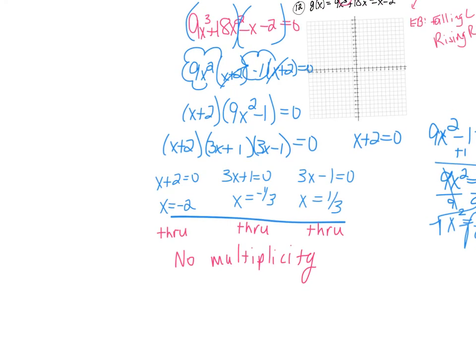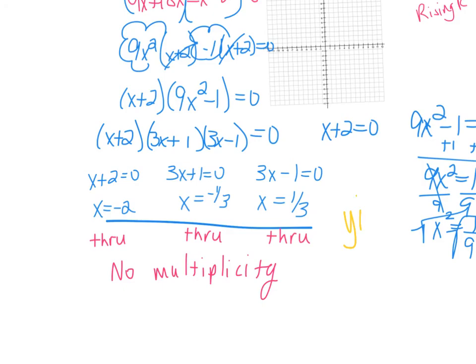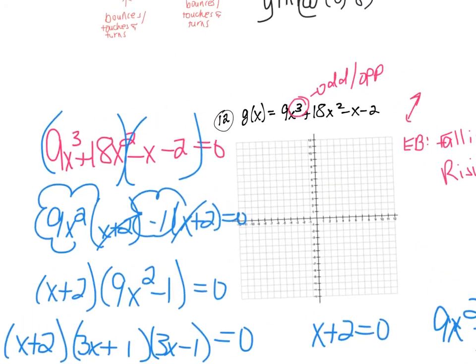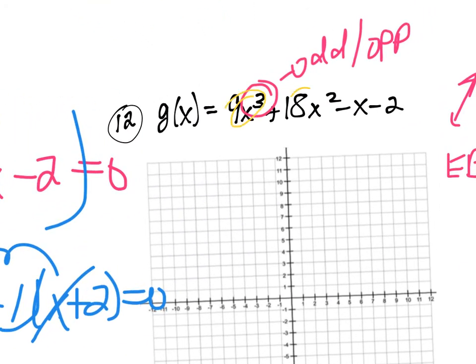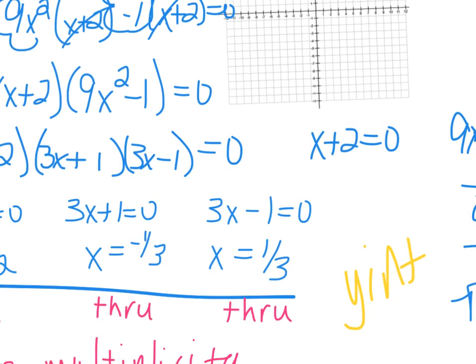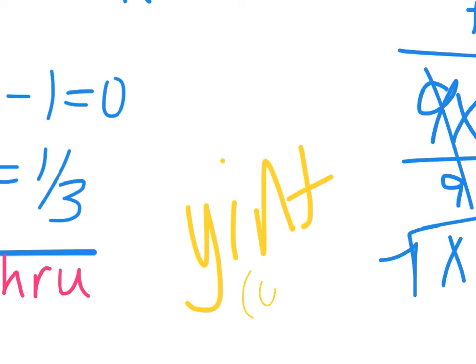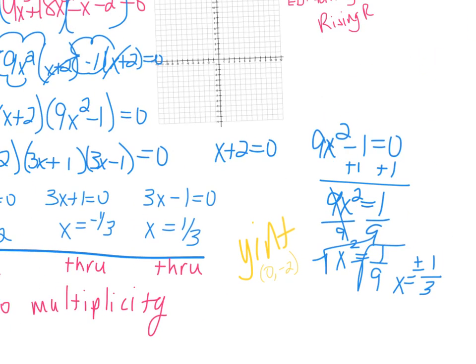All right, and the last thing we need to know when we're graphing is the y-intercept. Look at your equation. When I plug in 0 for all my x's, what's my y-intercept? Yep. So the point would be (0, -2).